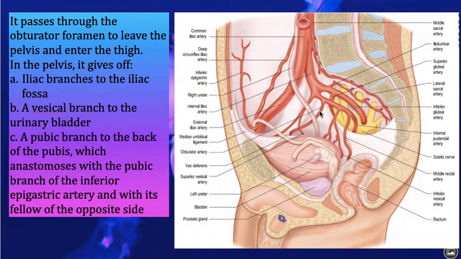Now, this obturator artery, having crossed the ureter as well as the ductus deferens, then passes through the obturator foramen to leave the pelvis and enter the thigh. In the pelvis, it gives off the iliac branches to the iliac fossa, the vesical branches to the urinary bladder, and then a pubic branch to the back of the pubis, which will anastomose with the pubic branch of the inferior epigastric artery and with its fellow of the opposite side.